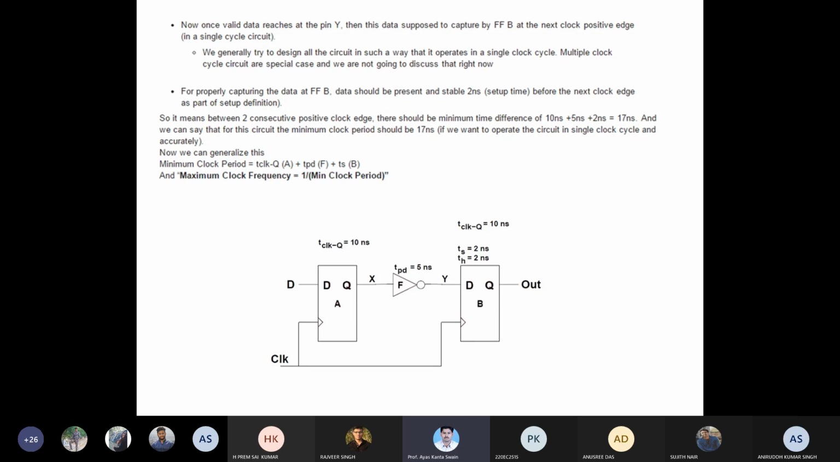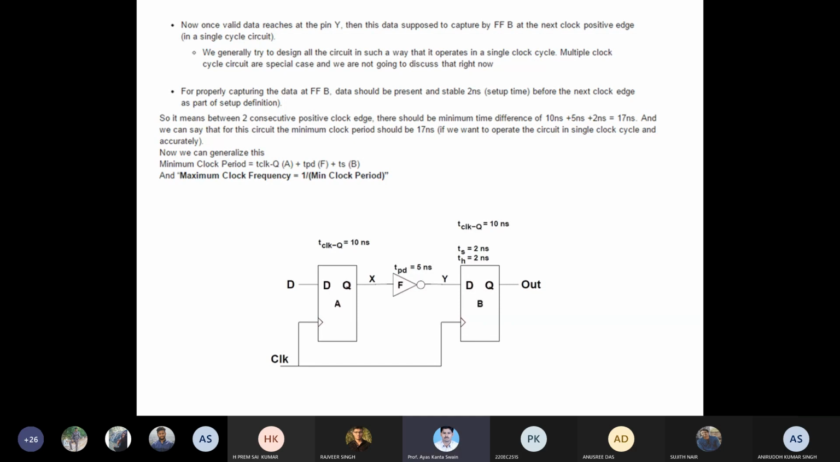Now in this case it is 17 nanoseconds, so you divide 1 by the minimum clock period, and whatever value you get will be the maximum clock frequency of this circuit. That is to say the entire circuit operation is possible if you take the maximum clock frequency as 1 by 17 nanosecond.